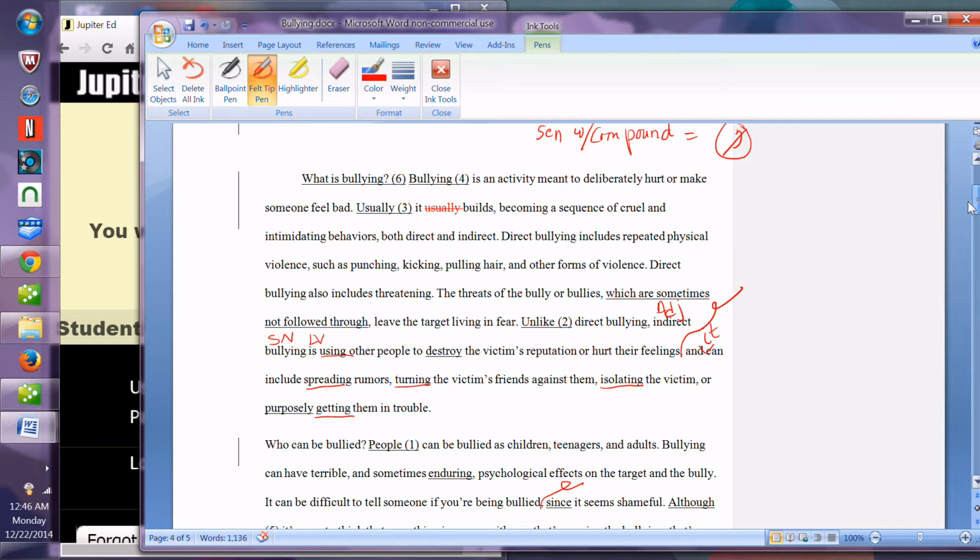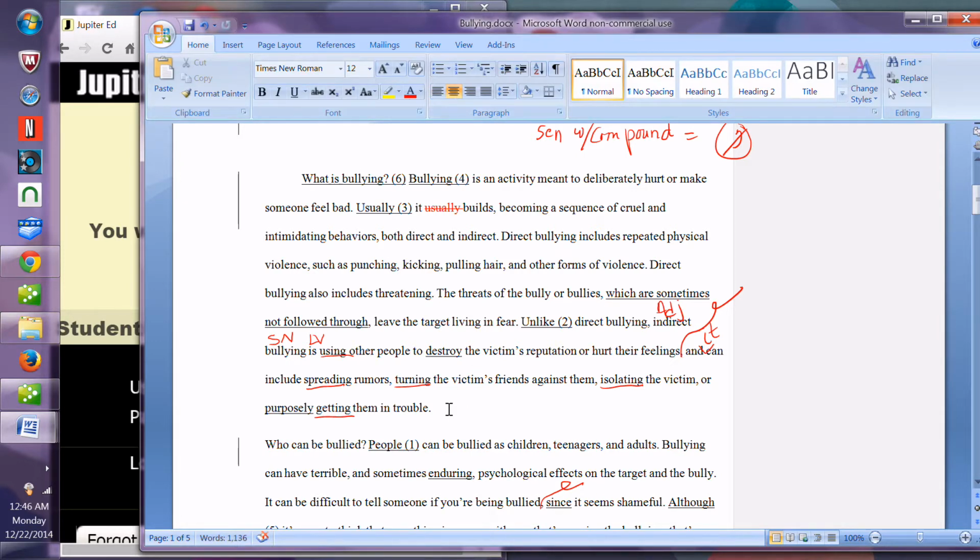Usually an intro includes a definition. You have a definition in here. What is bullying? Bullying is an activity meant to deliberately hurt or make someone feel bad. Usually it builds to become a sequence of cruel, intimidating behaviors. So some of this is a great intro already because it defines it, and that is one of the things that a good intro does. It lets the reader know what they're getting ready to talk about. But what we need to put in here is our thesis statement because we need to tell the readers what they're getting ready to read.